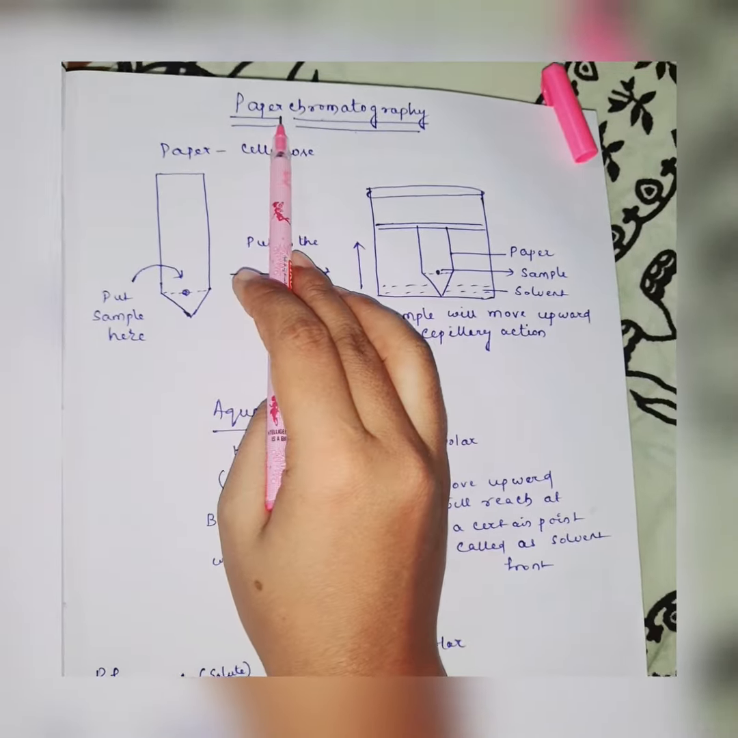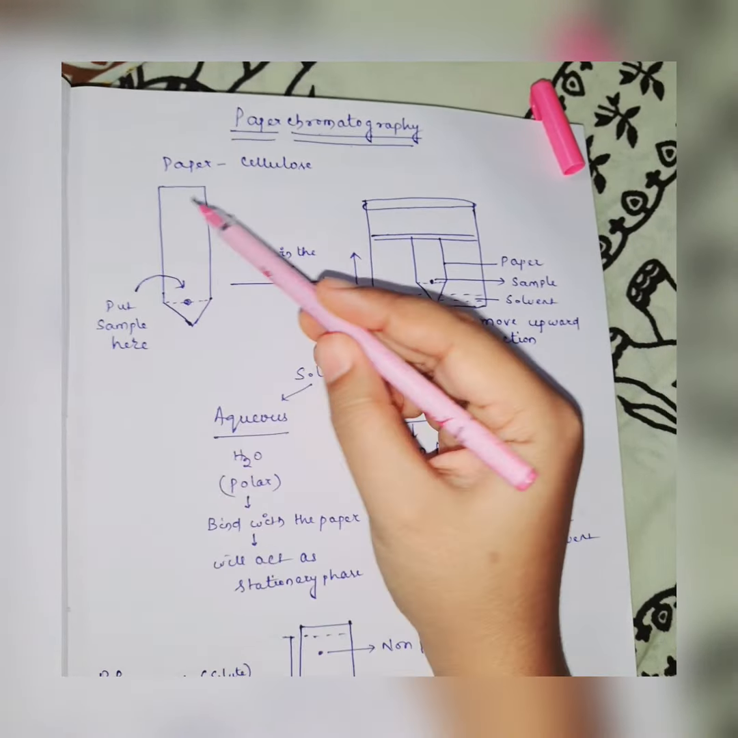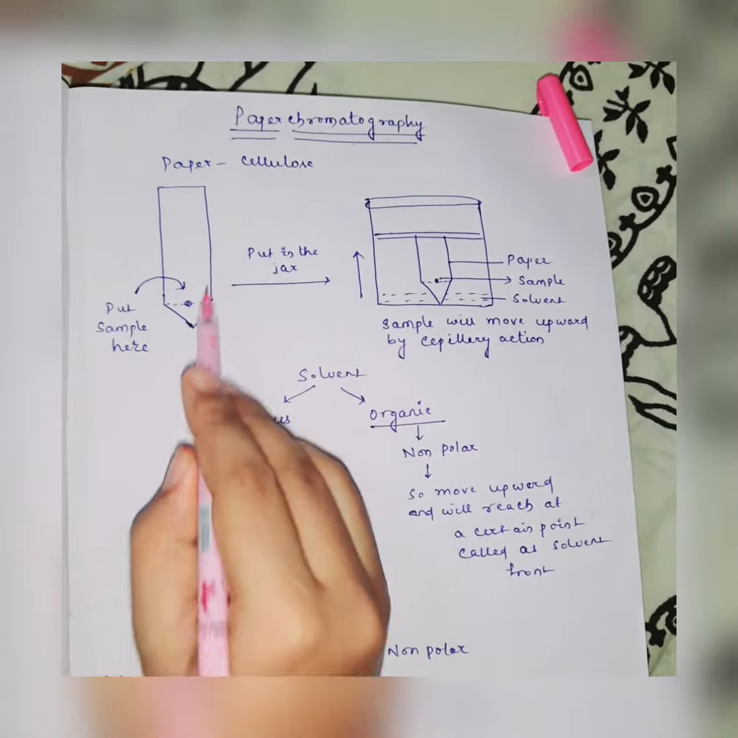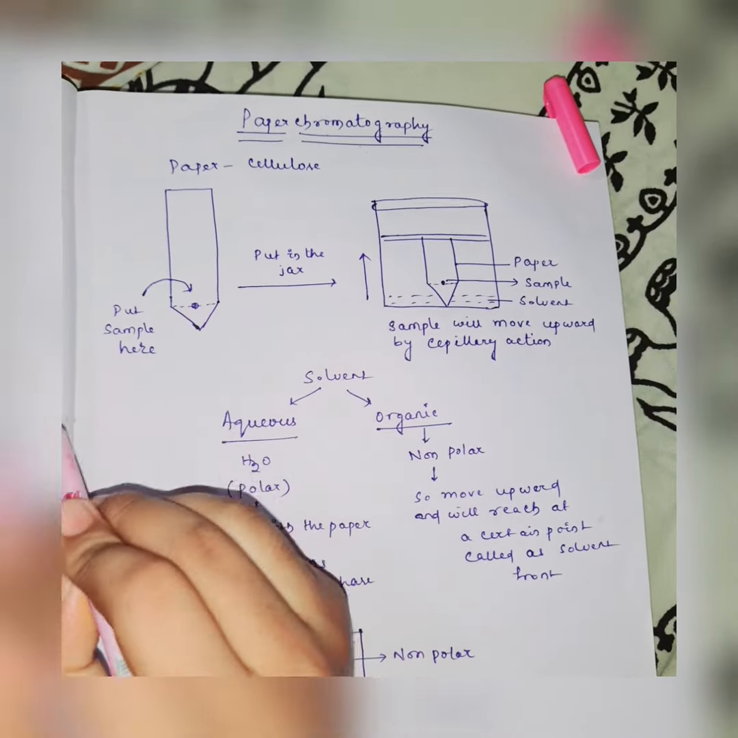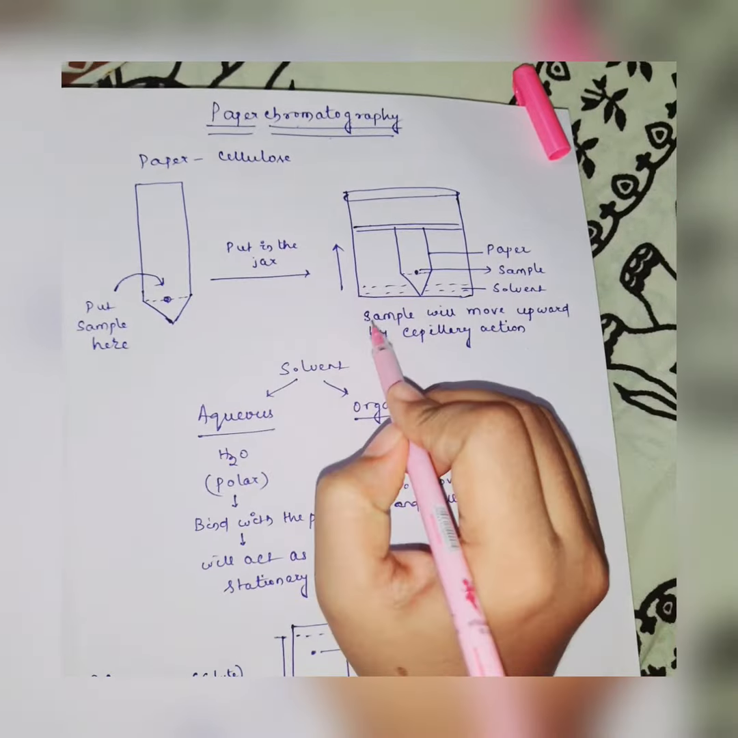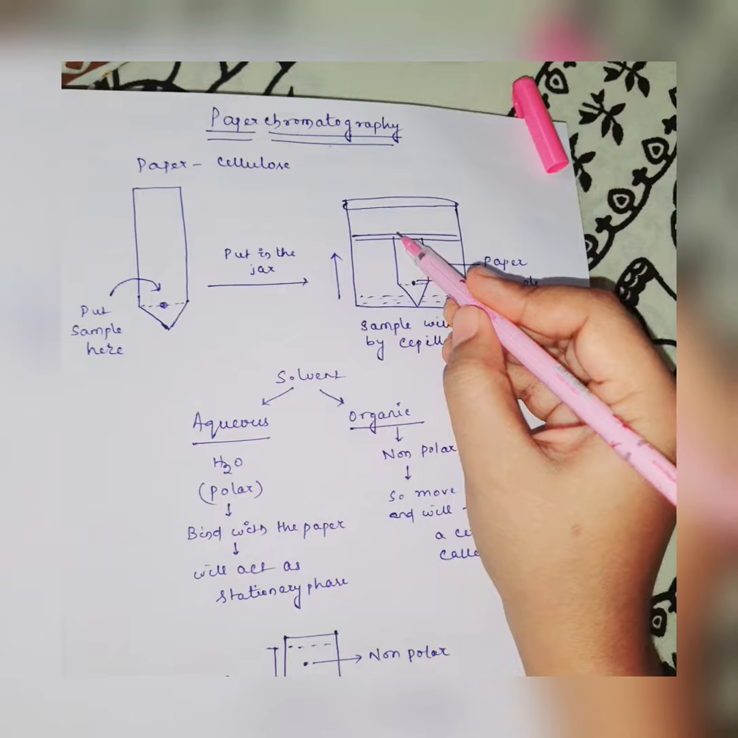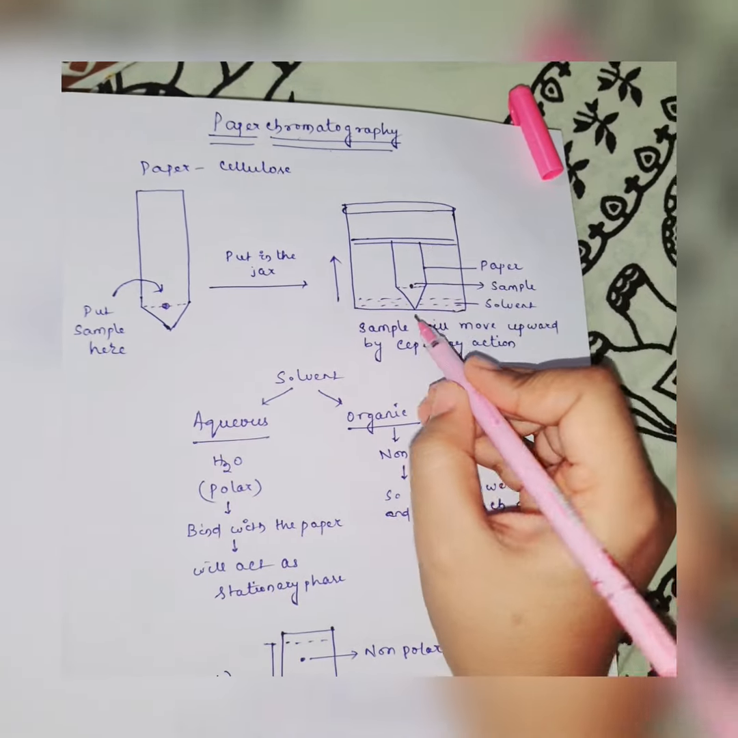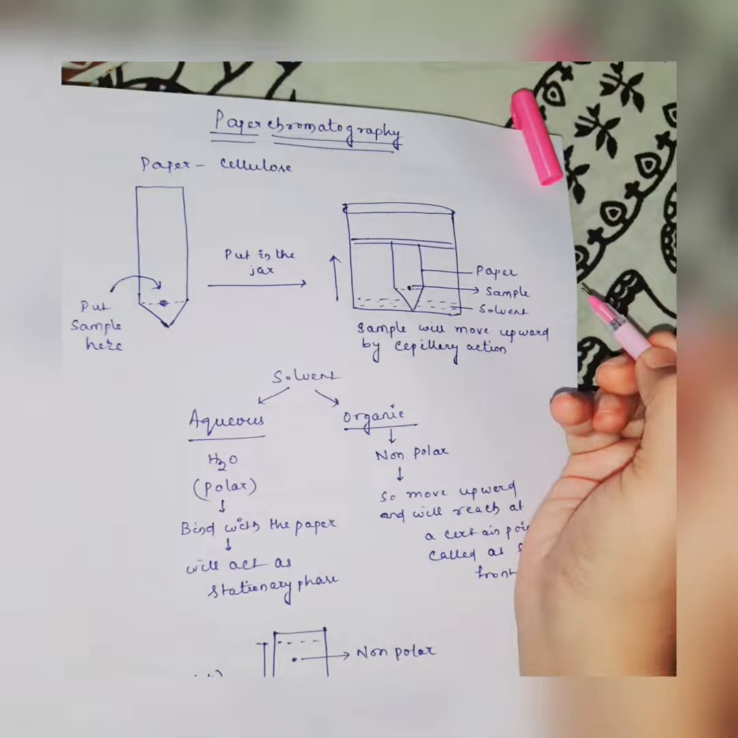In case of paper chromatography, we use a paper, cellulose paper, and we will cut this paper like this, and we will put our sample here. Then we will put it in a jar or setup where solvent is placed at the bottom, and we will place that paper in such a way that the tip will dip inside that solvent.